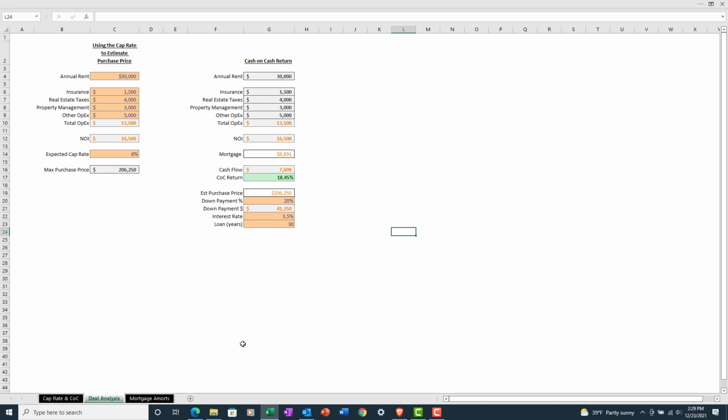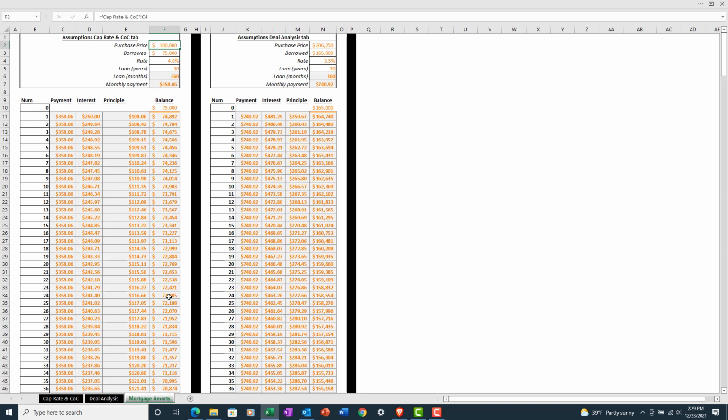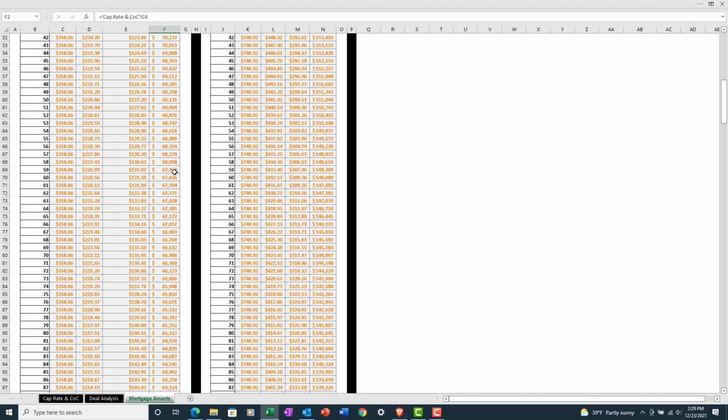One more thing before we wrap up. There's a third tab for mortgage amortizations. So this tab has two different amortization tables based on the other two tabs. So here on the left, all the inputs from the cap rate and cash on cash tab, the first scenario or first screen we looked at, have pulled over here and calculated our mortgage payment, the interest and principal payments, calculating it down through the 30 years.